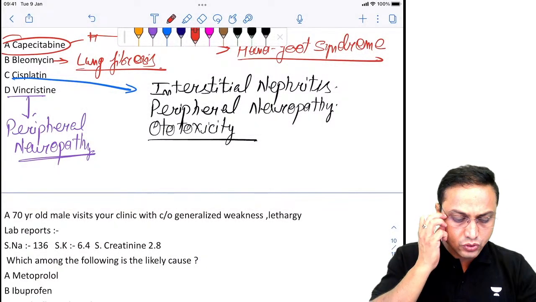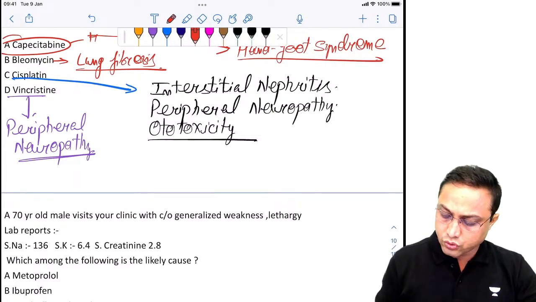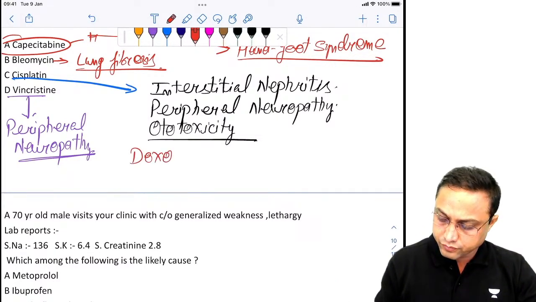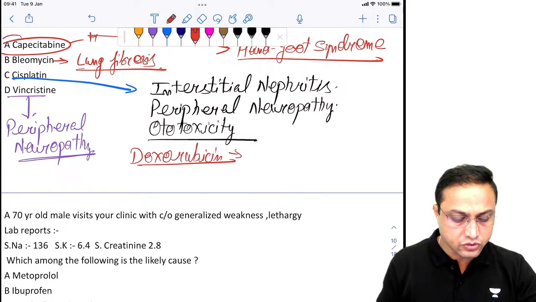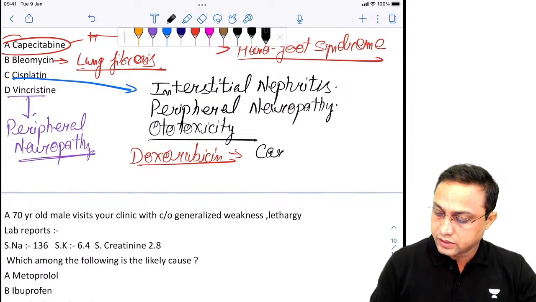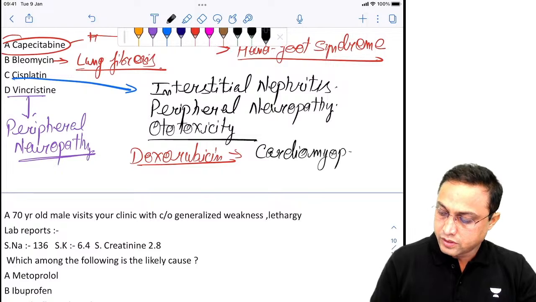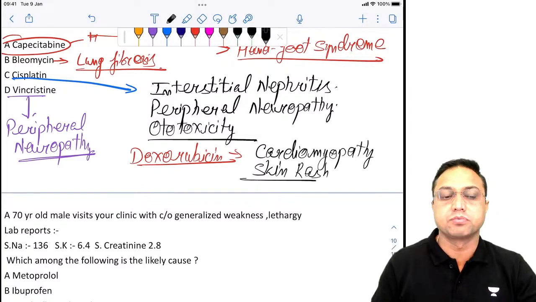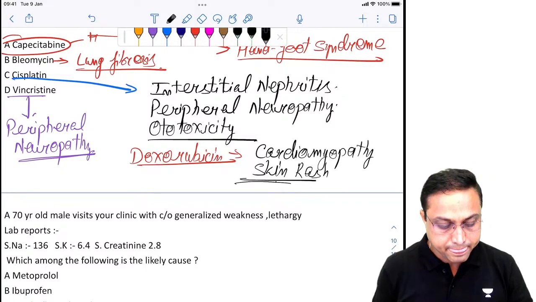If they ask you, they ask you doxorubicin, one of the common drugs. Just a quick review. What is the side effect of doxorubicin? Yes, the side effect of doxorubicin is cardiomyopathy and skin rash. This is another common drug whose side effect is being asked.